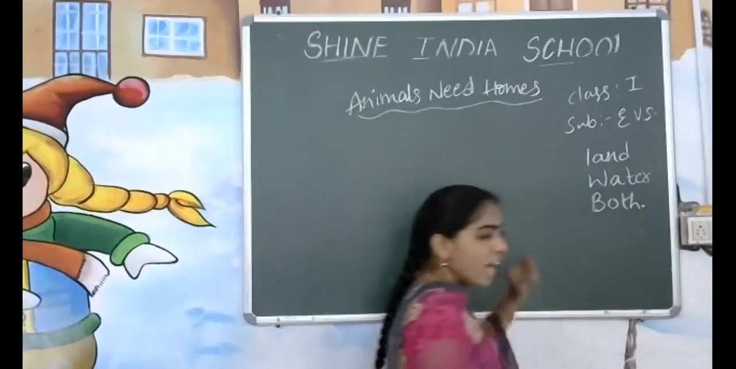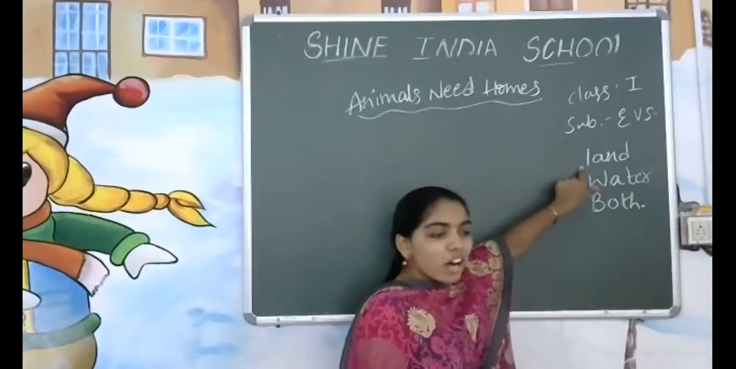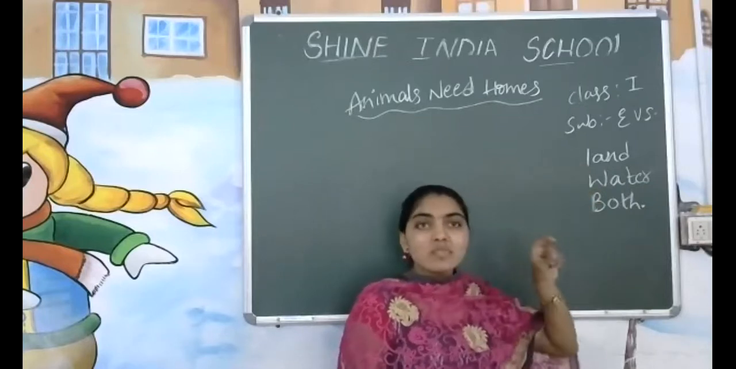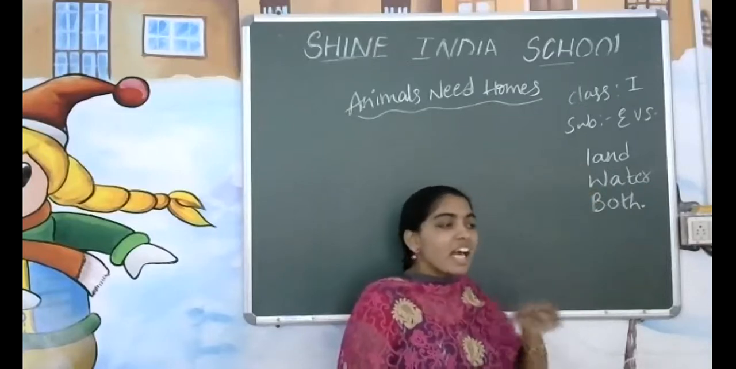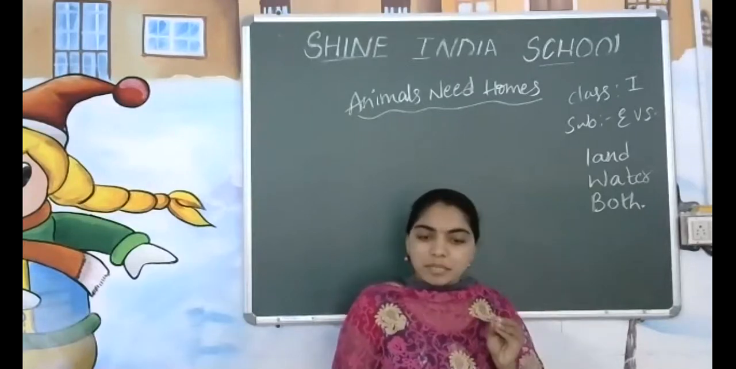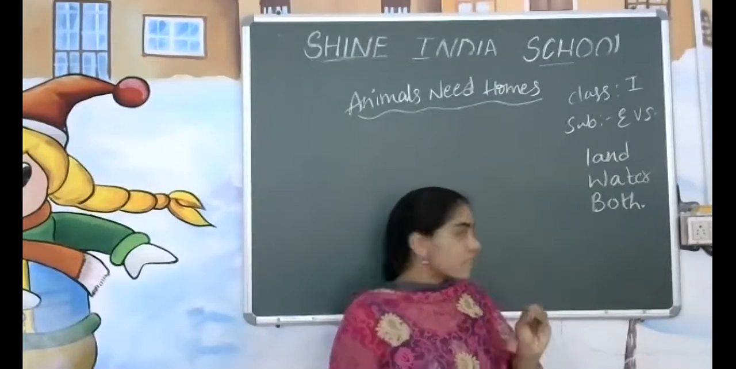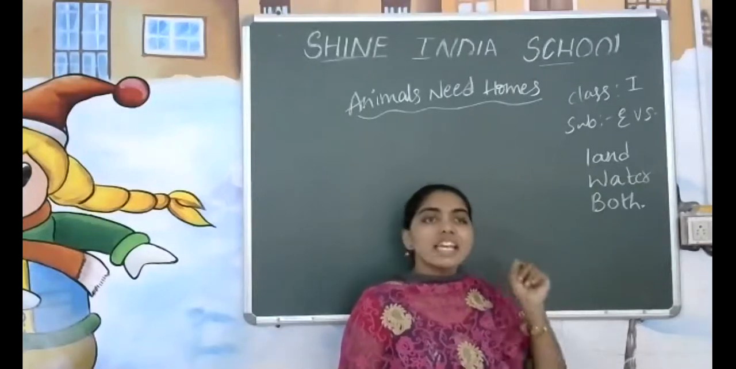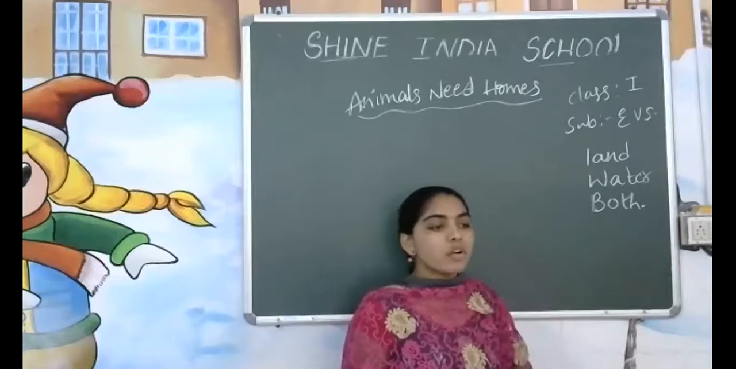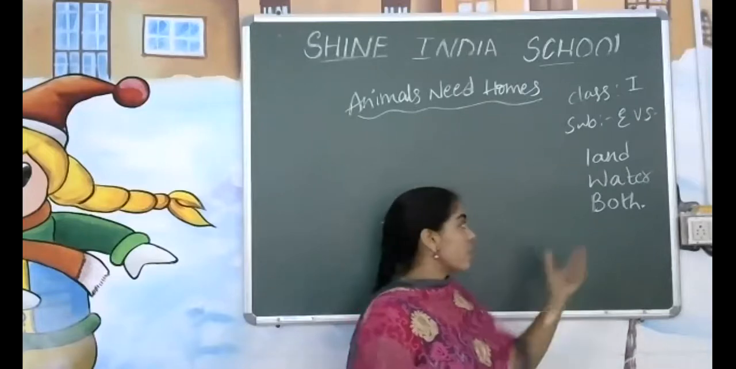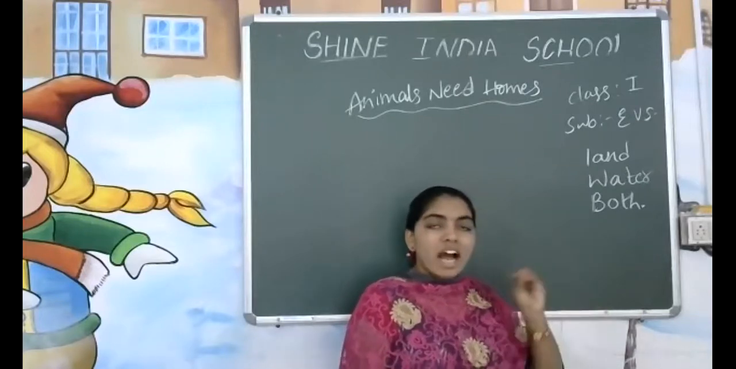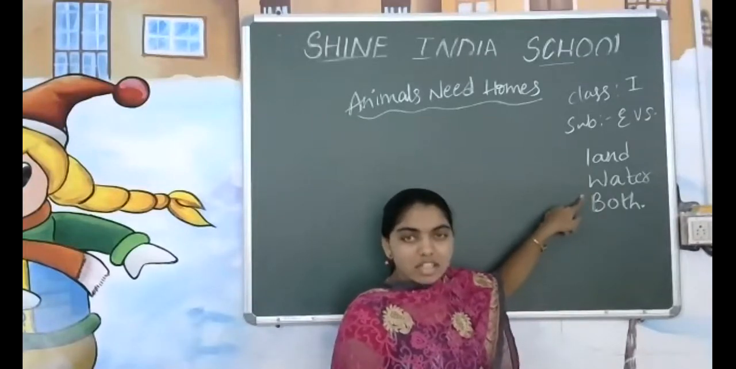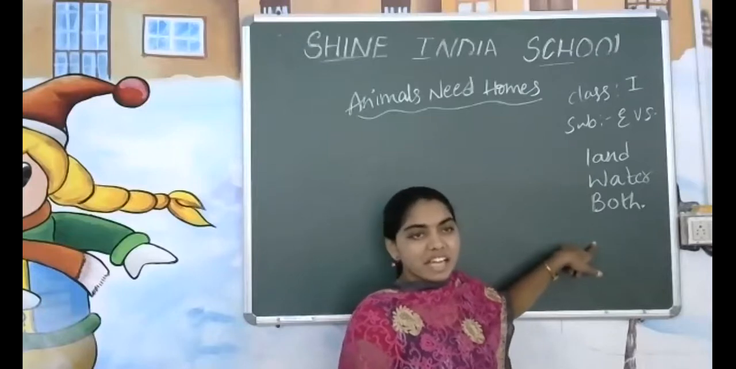Animals which live only on land are called land animals. Land is the home of the land animals. Next, water animals: animals which live only in water. Water is the home of the water animals. Next, both animals: animals which can live on land as well as in water are called both living animals.